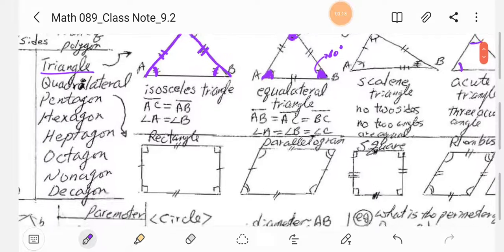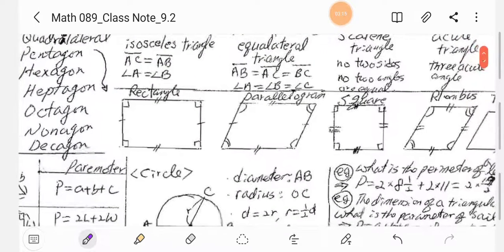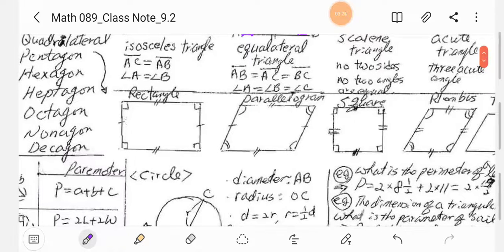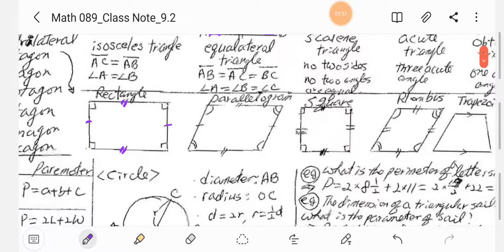For quadrilaterals, look at this rectangle, right? A rectangle means each angle is 90 degrees and the opposite sides are equal. The lengths of opposite sides are equal. That is a right angle. That is a rectangle. And then square. What is a square? A square means four sides are equal. All these four side lengths are equal. Of course, each angle is 90 degrees.